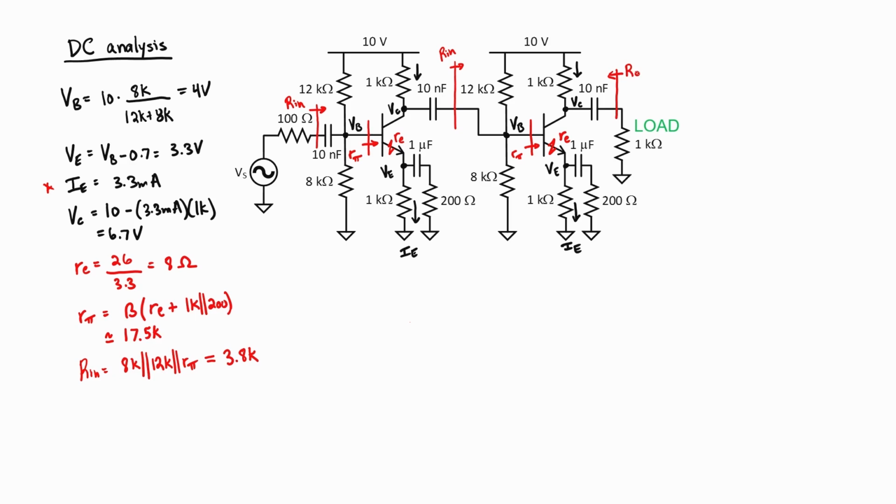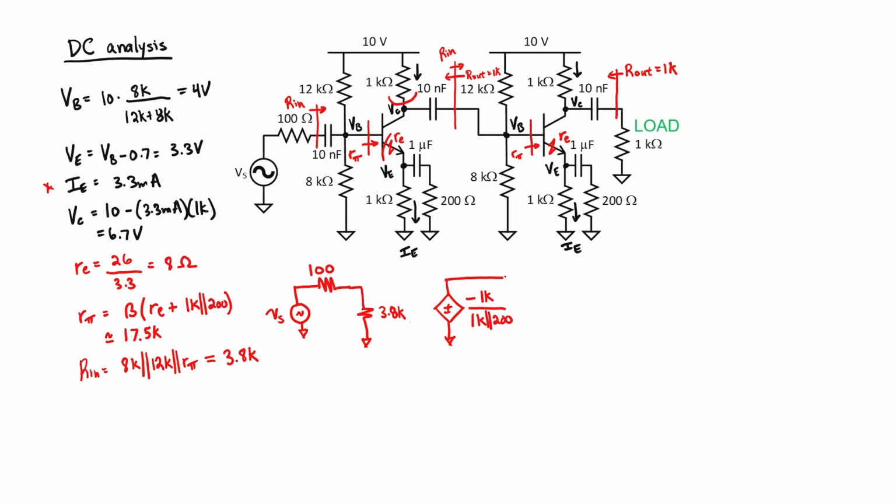The output impedance is just 1 kilo ohm by inspection. The output impedance up here is also 1 kilo ohm. We can now draw our small signal equivalent circuit. We have our signal impedance, 100 ohms, and then we have our impedance looking into the first amplifier, 3.8 kilo ohms. This is a common emitter amplifier right here. The expression for the gain here will be the resistance at the collector divided by the resistance at the emitter. I'm going to neglect little r sub e because it's so much smaller than the others.